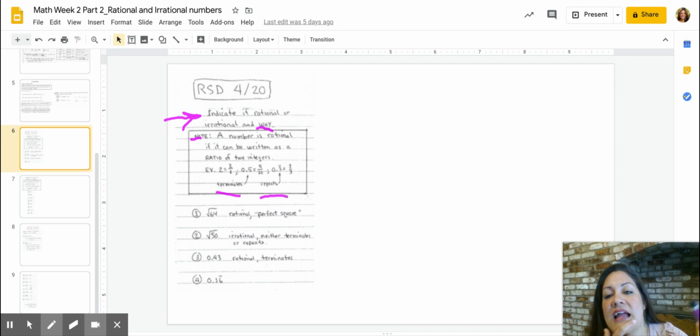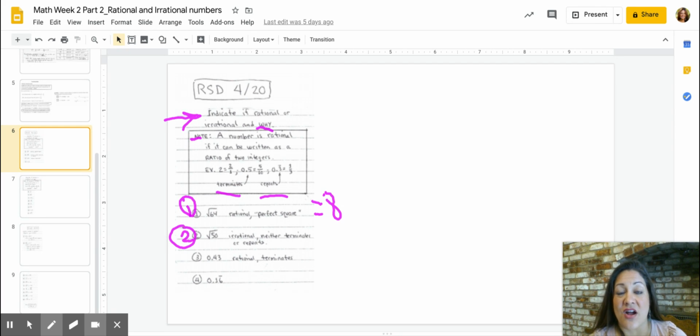So if we look at number 1, square root of 64, it's rational because it's a perfect square. Square root of 64 equals 8. What we learned in the notes is that any square root that is not a perfect square is irrational. So this is irrational. It neither terminates nor repeats.